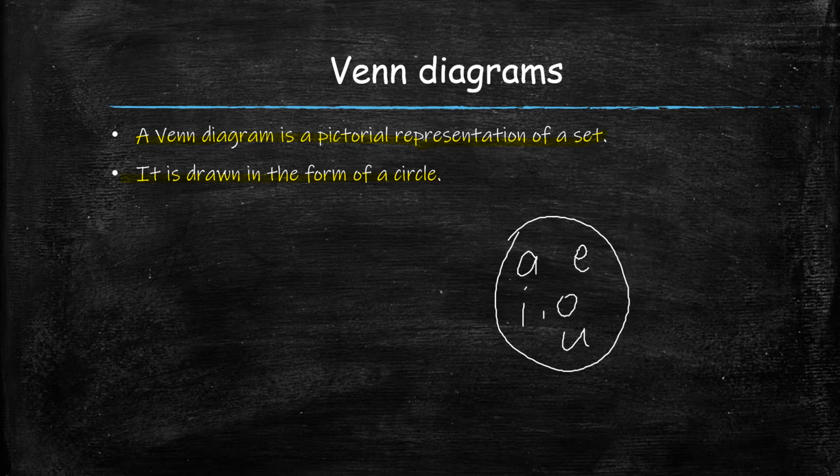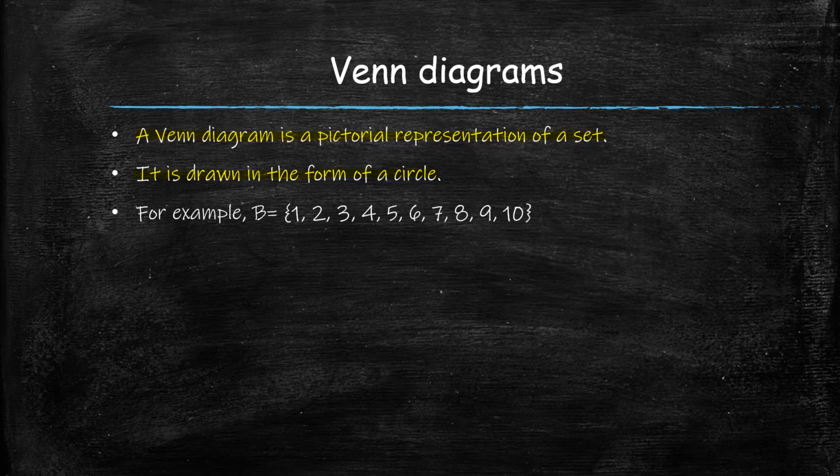circle like this, separated by commas. If that set contains other letters that are not vowels, then we write them outside the circle, like B, C, F, X or any other letter present in that set. So this is how we show a set in the form of a Venn diagram. We'll discuss it in detail by considering another example.